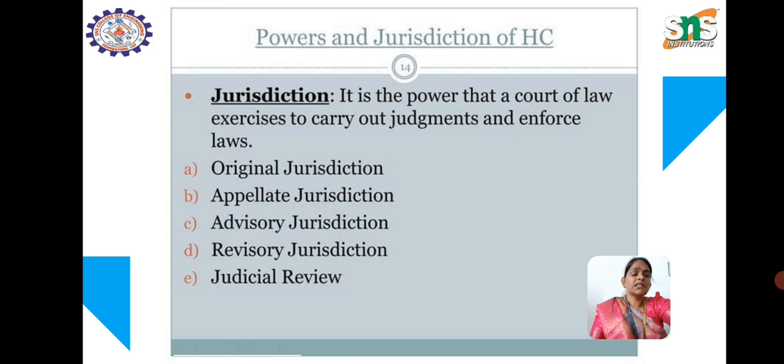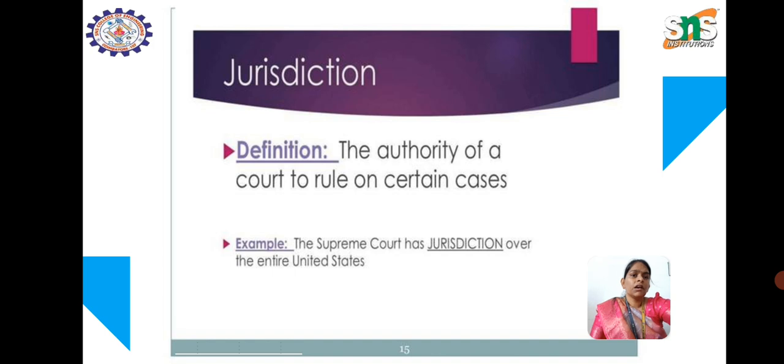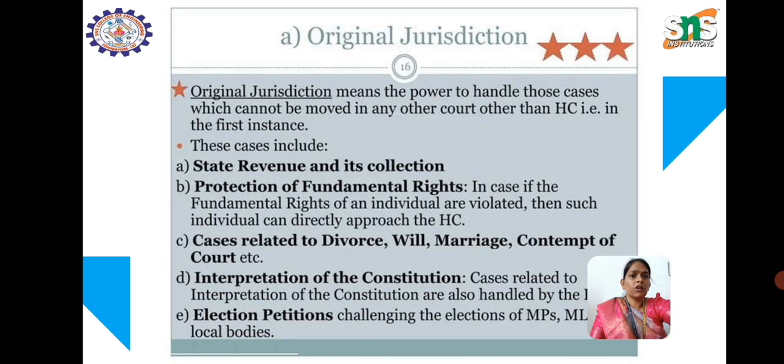Let us see the powers and jurisdiction of the High Court. Jurisdiction is the power that the High Court exercises to carry out judgments and enforce law, based on original, appellate, advisory, revisory, and judicial review jurisdiction. Jurisdiction is the authority of the court to rule on a certain case. For example, the Supreme Court has power over the entire country. Original jurisdiction is the power to handle cases which cannot be moved to any court other than the High Court.